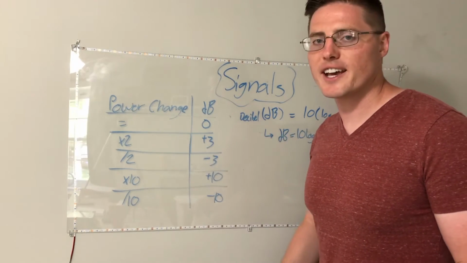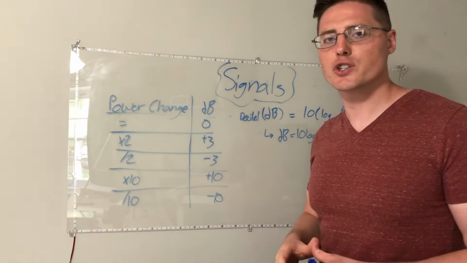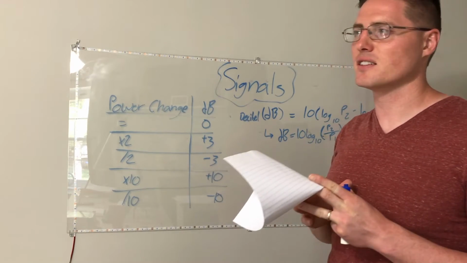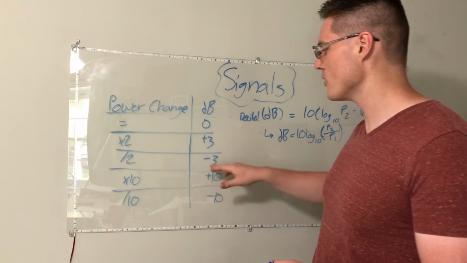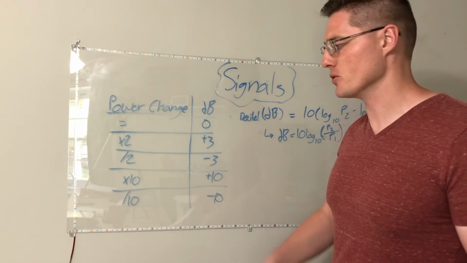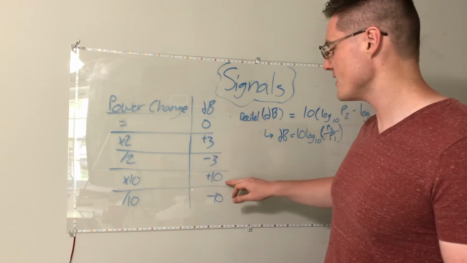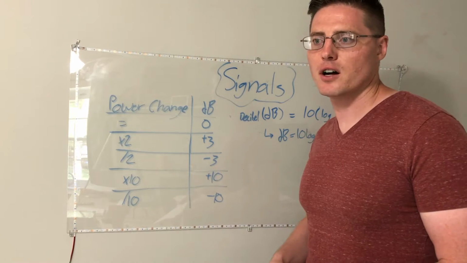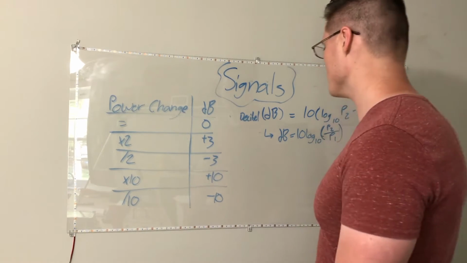If one has twice the amount of power, then essentially the conversion is you add 3 decibels. If it is less than half the power or exactly half the power, then you subtract 3 decibels. If it's 10 times the amount of power, then you add 10 decibels. And if you divide the amount of power by 10, then you subtract 10 decibels.